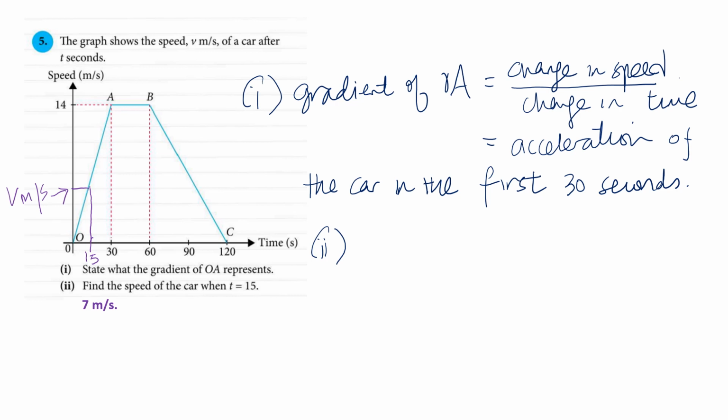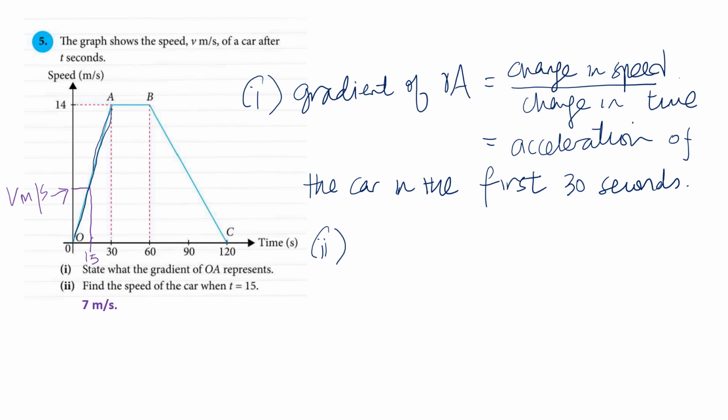Now, if you understand that the gradient of OA is the acceleration of the car in the first 30 seconds, and we are talking about a straight line, then the gradient at any 2 points on the straight line will give you the same gradient.